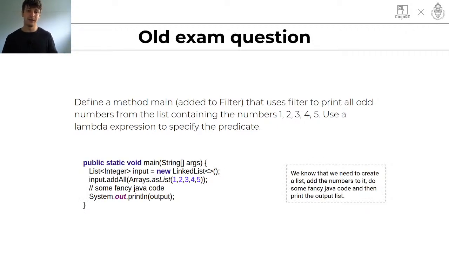So basically we know that we have this list of integers, input is new LinkedList. Then I'm using input.addAll Arrays.asList. If you want to add them one by one, that's fine as well. You don't need to know this method. So if you want to say input.add(1), input.add(2), that's fine. Then we know that we need to do the lambda expression, and then we know that we want to print the output. Again, just write this down even if you don't know how to do the lambda expression, because you'll already score points for this.